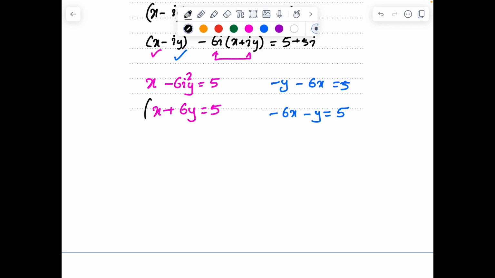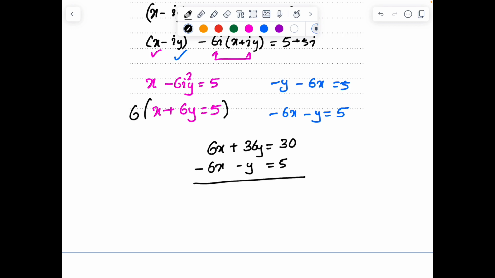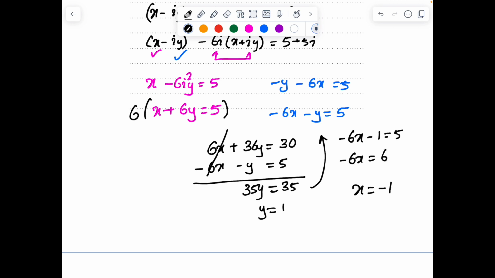Multiply the first equation by 6. So I get 6x plus 36y equals 30. The second equation is as it is, negative 6x, negative y equals 5. Add them: 6x and negative 6x get cancelled, 35y equals 35, which gives y equals 1. Now plug in y equals 1 here: negative 6x, negative 1 equals 5, negative 6x equals 6, so x equals negative 1.